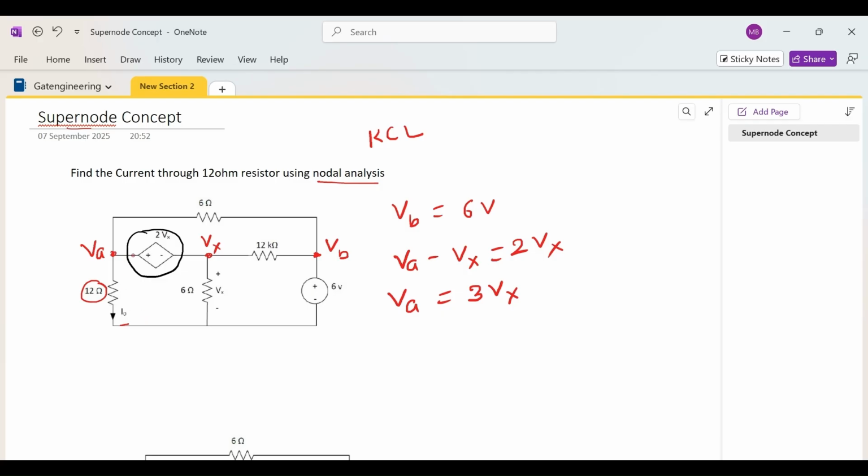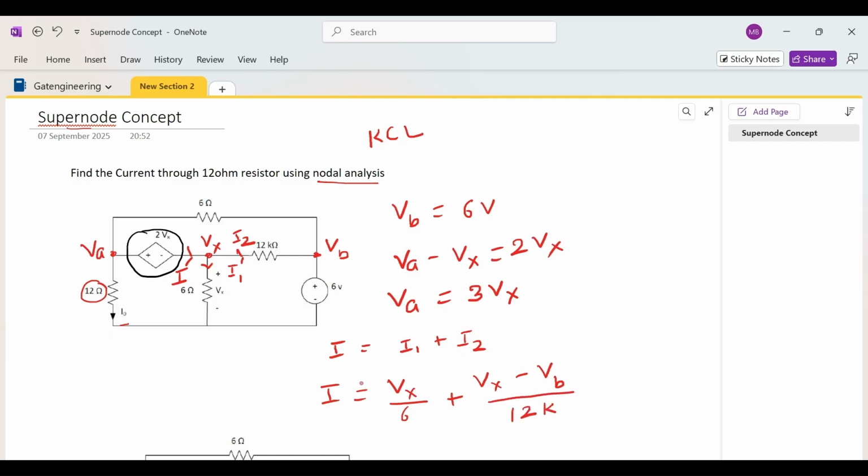But how can we apply it when we don't know the current through this resistor? If I assume the current through this branch is I, and the currents through the other two branches are I1 and I2, then I is equal to I1 plus I2. I1 can be written as Vx divided by 6, and I2 can be written as Vx minus Vb divided by 12k.